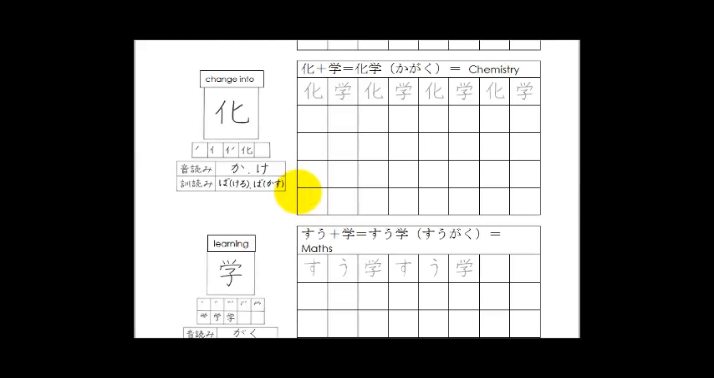Next, we're looking at the kanji meaning to change or to change into something, and we use this for the subject chemistry. It makes sense, really. If you think about it, it's the kanji for to change into something added to the kanji for learning. Ka gaku. In other words, studying the process of change. And if you think about it, that's kind of what chemistry is, isn't it? At the very tiniest level. Let's have a look at the stroke order of that kanji and how we're going to remember it.